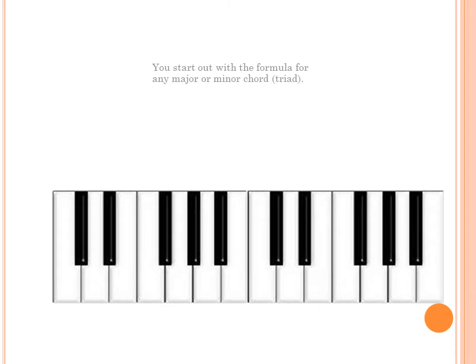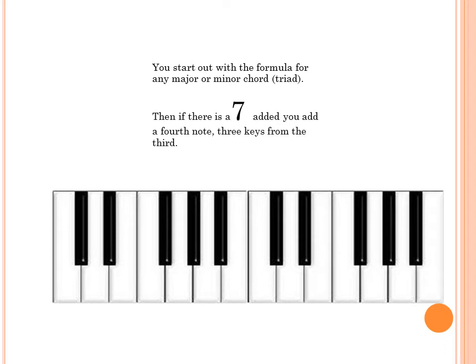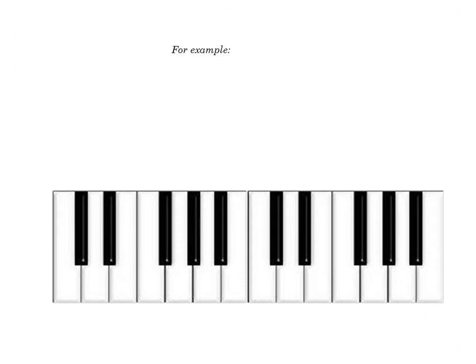Looking at how to do these, we start with what we know from before, either a major or minor chord, so a triad. And then we build on it if we're making a 7th chord and add a 4th note that is 3 keys away from the last one in the triad. So counting from the 3rd key that we had in a major or minor, we add another note that's 3 keys away. Let's look at an example to understand how the 7th chords work.